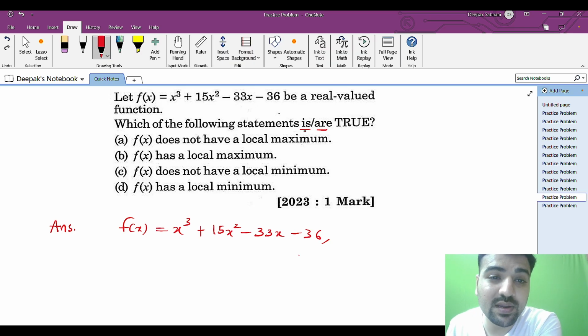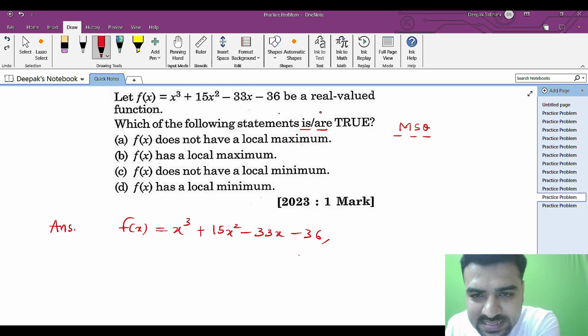Means there may be more than one answer correct, maybe one correct or maybe more than one correct. So these kinds of questions have been added in GATE. We say these multiple select answer questions, MSQs. So multiple possible answers are there. That's why he is writing "is or are".